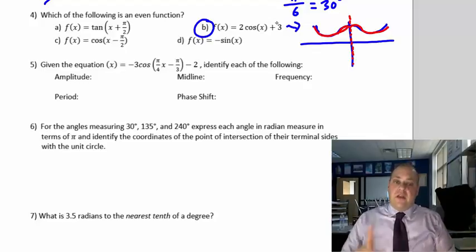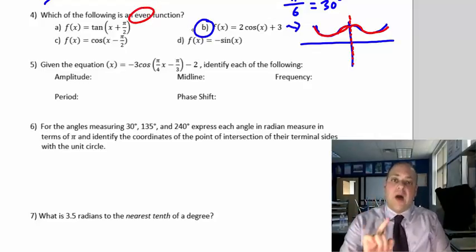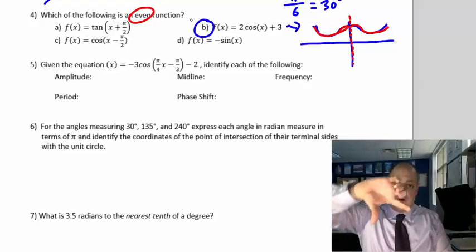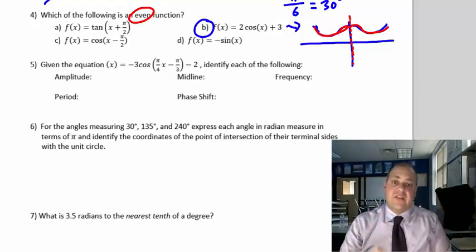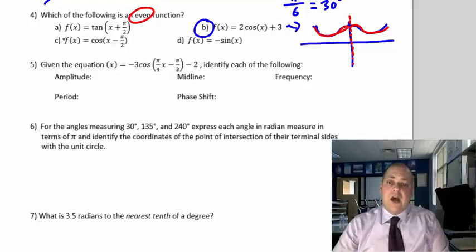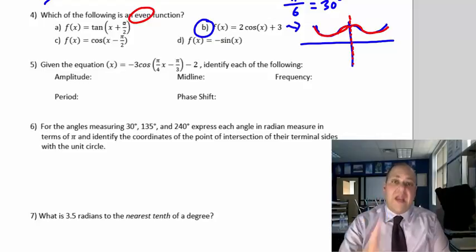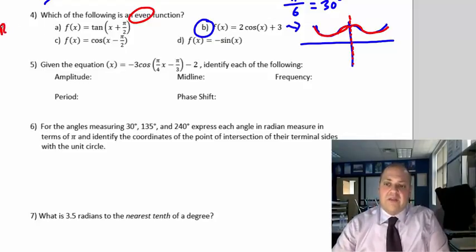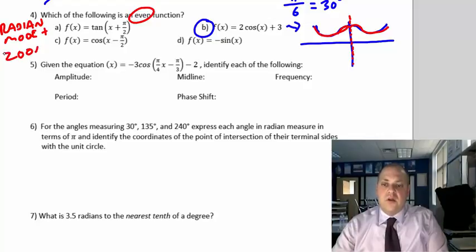So again, even is symmetrical to the y-axis. Odd, you're going to turn your calculator upside down, and it's got to look exactly the same. It's symmetrical to the origin. Now, for these, see how it's pi over 2, pi over 2? You have to make sure you're in radian mode. Write this down: radian mode, and then you will zoom trig.